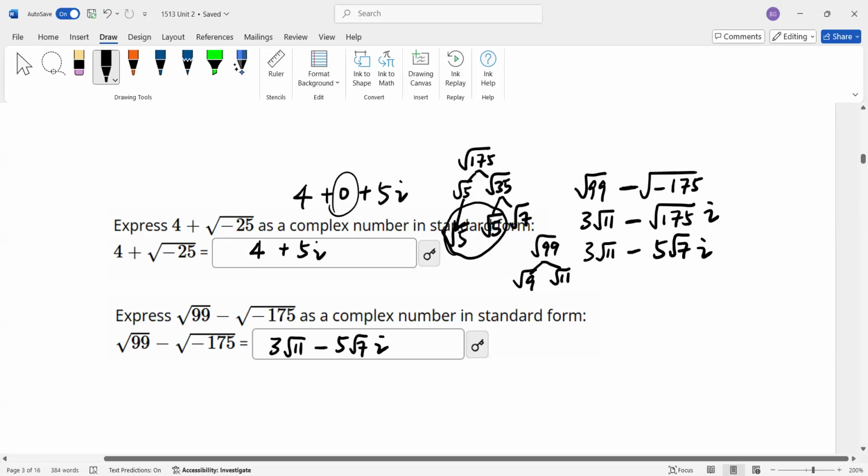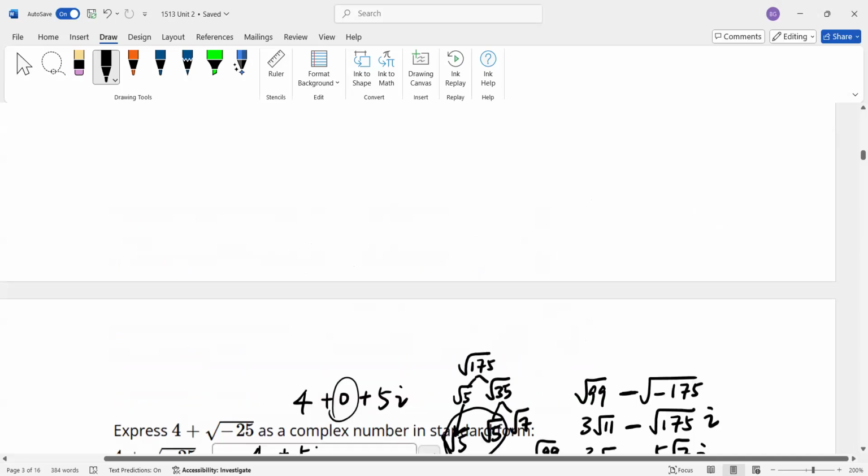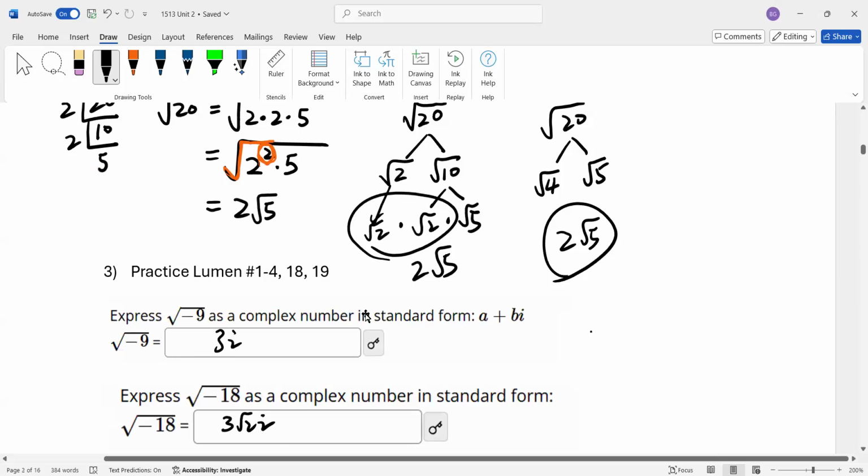Do you see it? To be honest, the formula to rewrite a square root of a negative number in terms of i is just very easy. The challenging part is simplifying the square root. You have to simplify. So far, so good, everybody? Yes. Okay. So now we have 1 to 4.